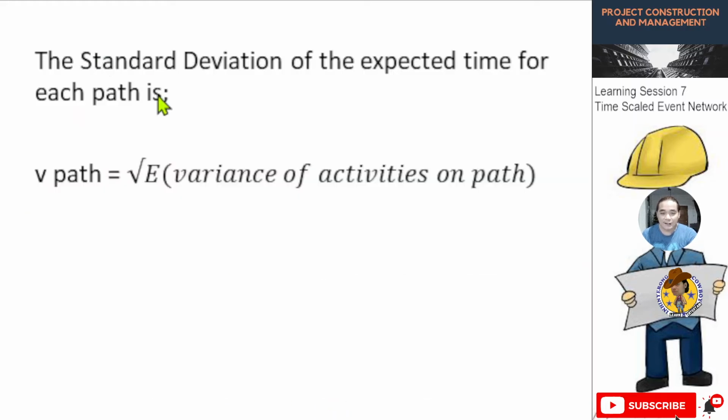Then the standard deviation of the expected time for each path is this one. So V path, square root of the expected time.